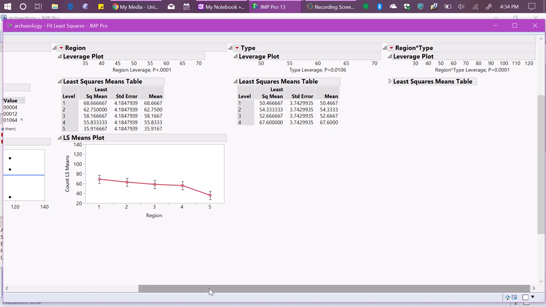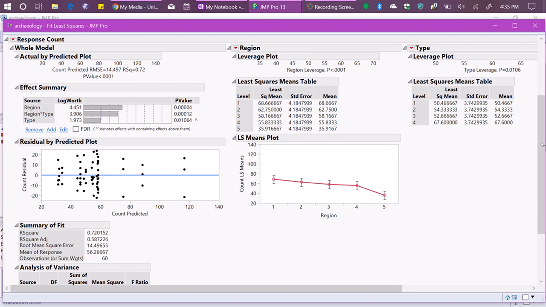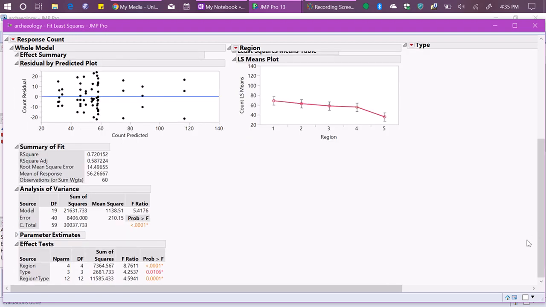So before, when we had just the results of our effects test, we could say at least one region had a different average number of sherds found when averaging over the types. And this LS means plot, this effects plot, helps us identify which one of those regions, or which regions, if there's more than one, has that different response.